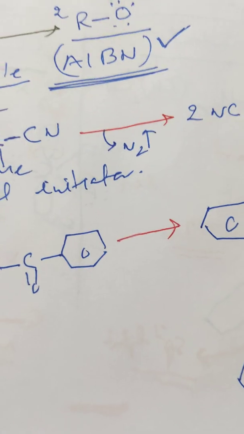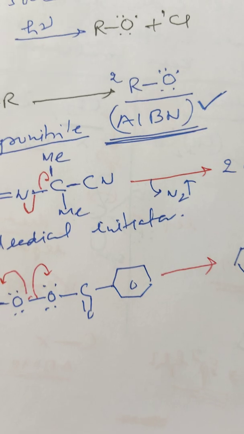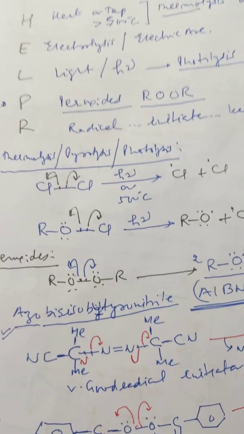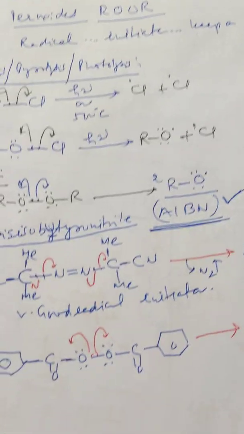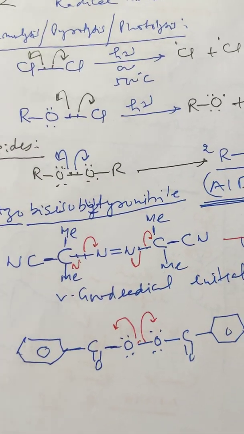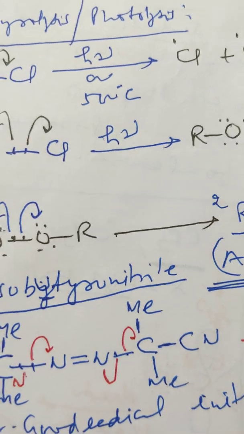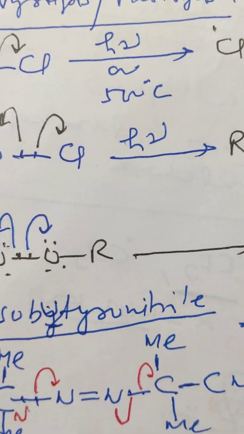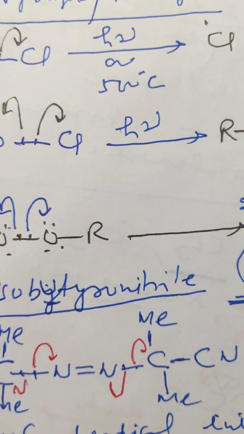Now let us take some more examples of how free radicals are formed. I think all these steps are very clear to you. Now let us see how it is formed in electrolysis. Let me change the page. How it is formed in electrolysis. Okay, let's take the next page. Let us see how it is formed in the process of electrolysis.